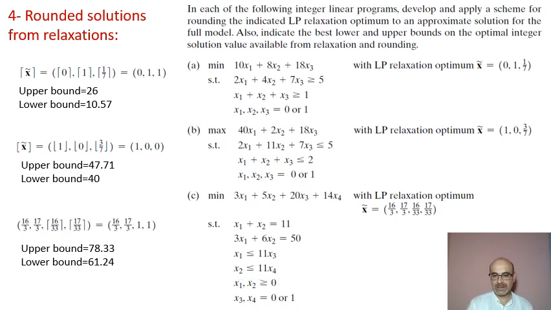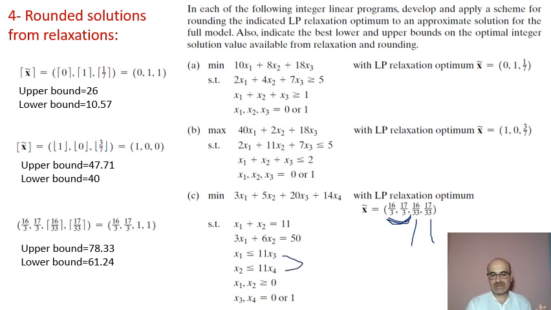Now, let's try to round these values up or down to find an integer feasible solution. Basically, you will not round x1 and x2 up or down. They are already continuous. We will just consider x3 and x4. We can round them down or up. There are different combinations, but we need to check the constraints. Look, in the first constraint, we don't have x3 and x4. x3 and x4 are only in these two constraints.